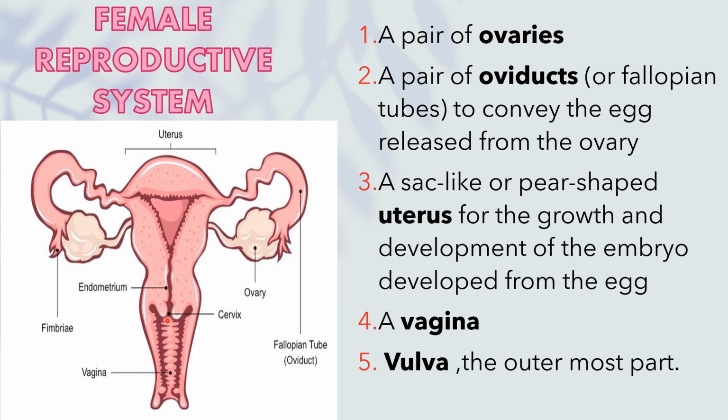Then another organ present in the female reproductive system is the vagina. This part is the vagina. Then the vulva is the outermost part. These are the different organs present in the female reproductive system. We can learn each organ in detail.